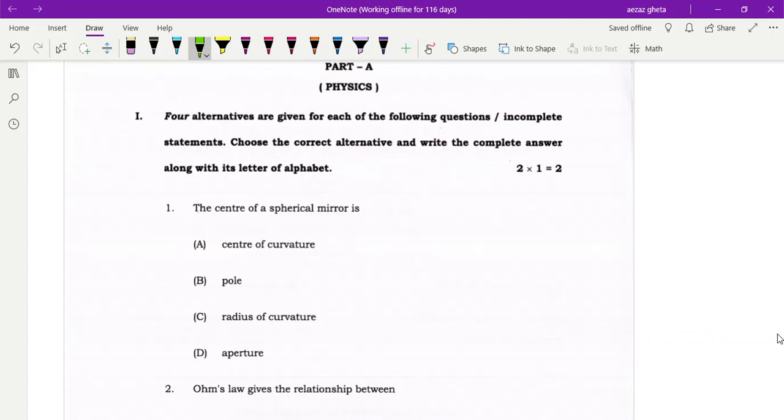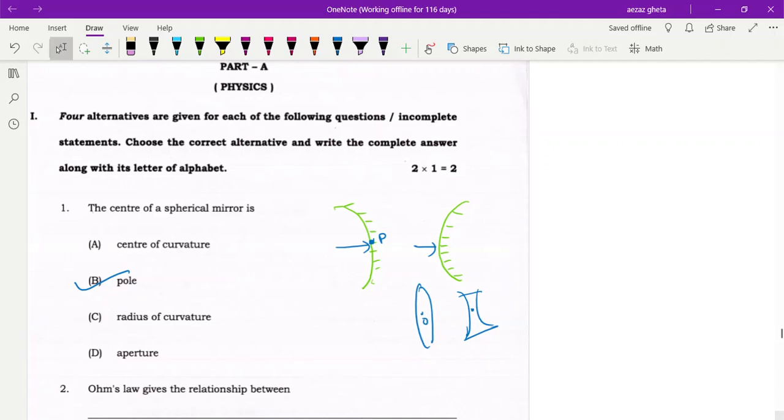Center of spherical mirror. This is a spherical mirror, this is a concave mirror, this is a convex mirror. This part is the reflecting surface. So the center of this spherical mirror is called the pole. Center of lens: this is a lens, this is a concave lens. The center of a lens will be called the optic center. Okay, boys and girls.